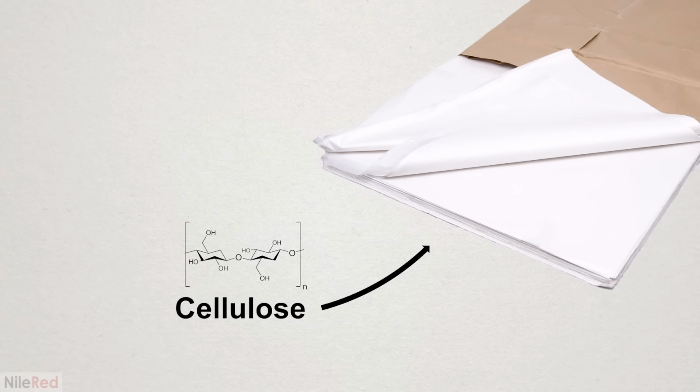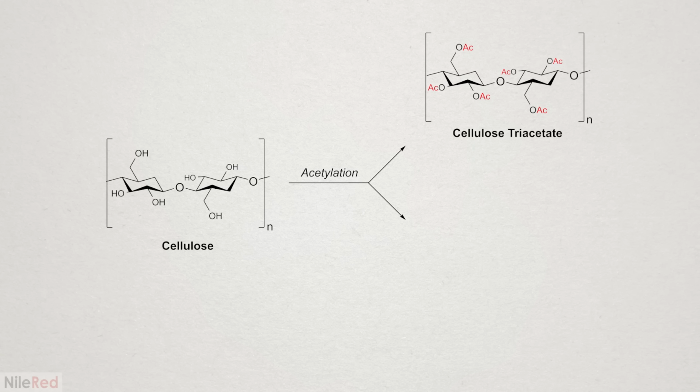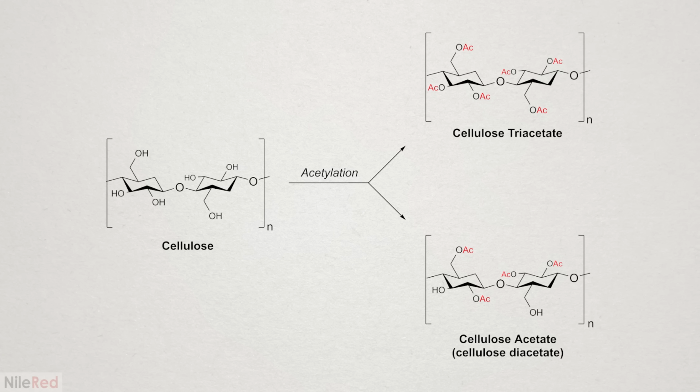Paper's made of cellulose, which is insoluble in water and most organic solvents. However, by chemically modifying it, it's possible to change its properties. A very common way of doing this is by acetylating the glucose subunits that make up cellulose. It's sometimes done completely to form cellulose triacetate, but it's more common to do it partially. The partially acetylated cellulose has on average 2 acetyl groups per glucose unit and is often just called cellulose acetate.